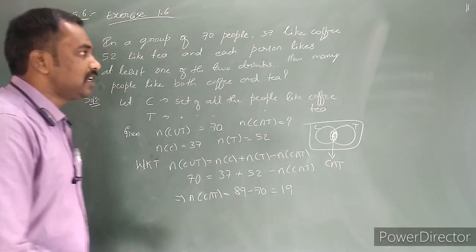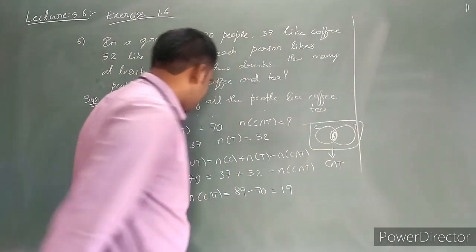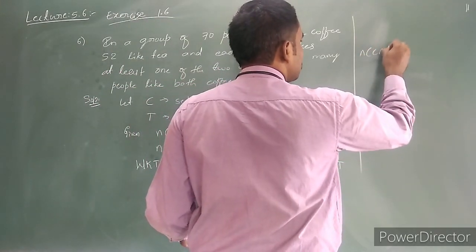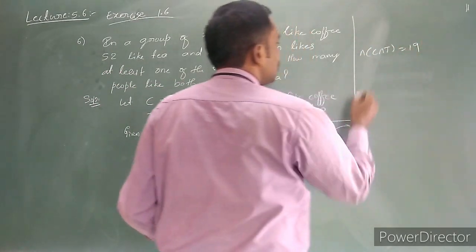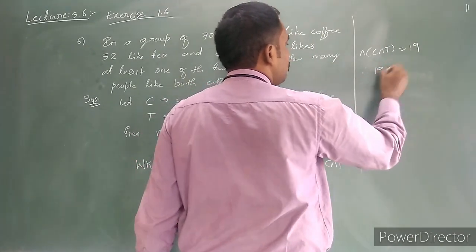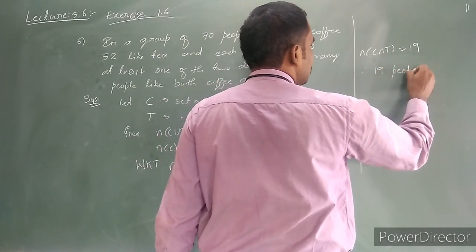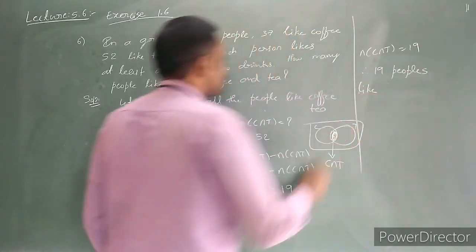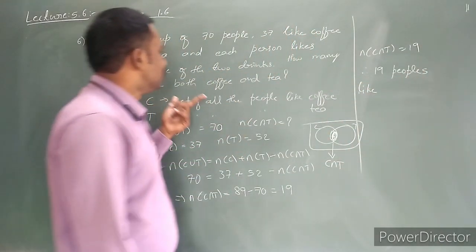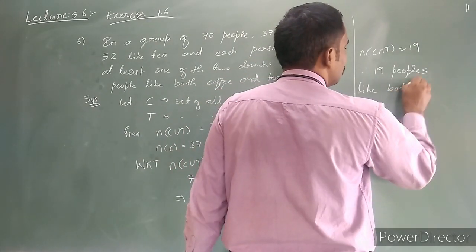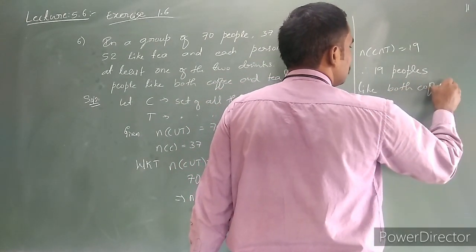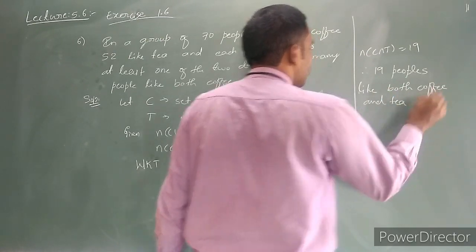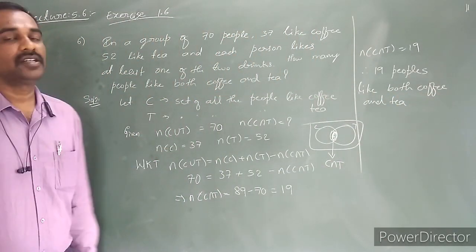So that finally we can write how many like both: n of C intersection T is equal to 19. Therefore 19 people like both coffee and tea at the conclusion. And yes, that's the solution.